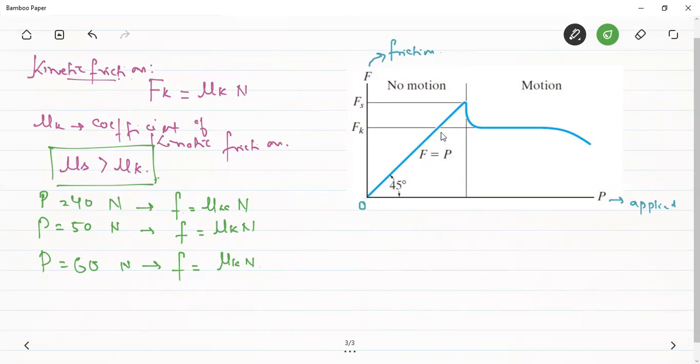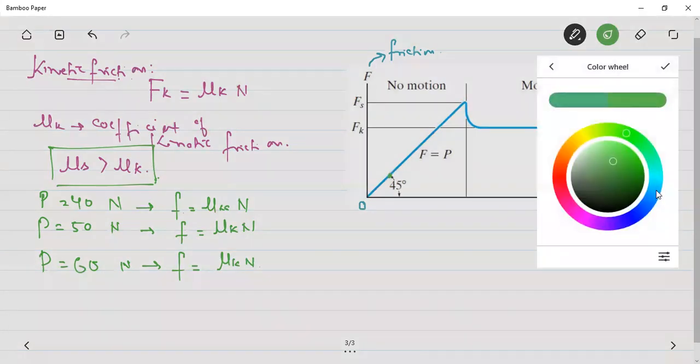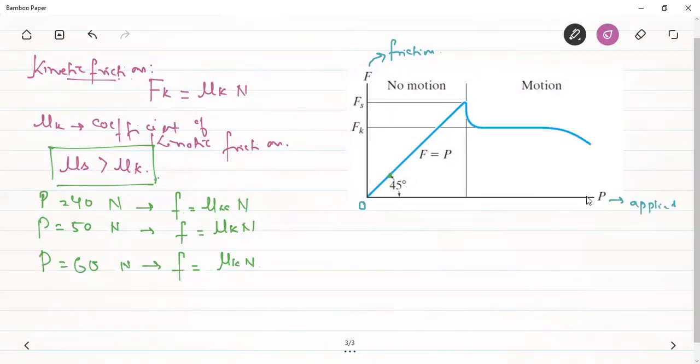This is clear from this figure here. Suppose I was applying 10 Newton, the friction force was 10 Newton. In this direction is the applied force, and in this direction is the friction force. I applied 20 Newton, the friction force is equal to 20 Newton. I applied 30 Newton, the friction force will also be equal to 30 Newton, but just at this point, the block will start to move and the value of this friction will go on decreasing. That is kinetic friction.